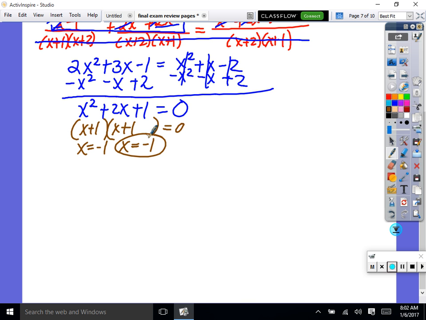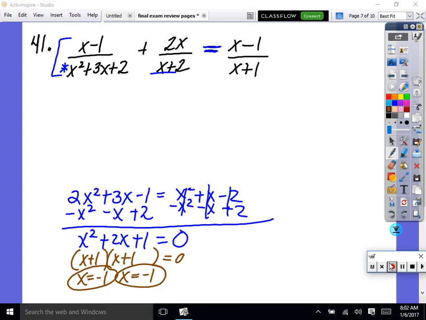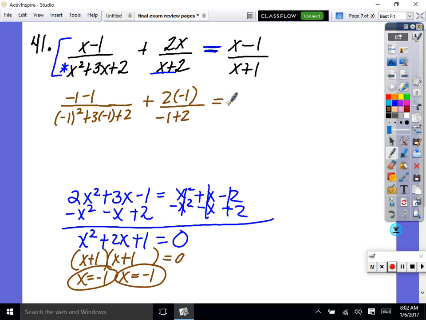Now, we need to check our answers with these always. So let's go back up to the top. So if we plug in -1, I'm going to push pause and erase this and give myself some room. So plugging in -1. So right here we have -1 minus 1 over -1 squared plus 3 times -1 plus 2. Then right here we have plus 2 times -1 over -1 plus 2 equals right here -1 minus 1 over -1 plus 1. So let's check it.